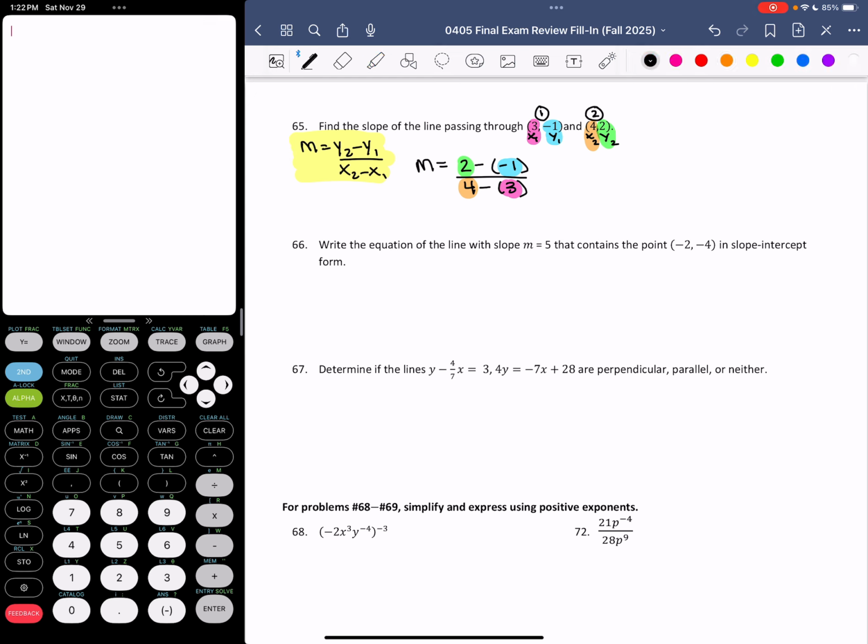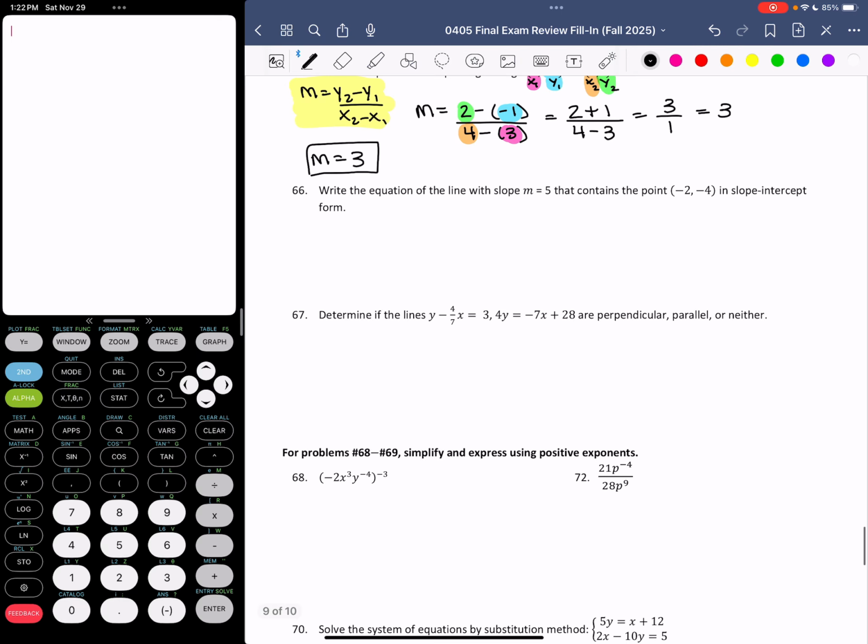Okay, see how those colors are kind of lined up above each other? All right, so we have 2 plus 1, because minus negative, and then 4 minus 3. So now we get 3 over 1, or 3. So we would just say that m equals 3. If you're going to actually graph it, I would leave it over 1. But if you're not graphing it, just write it as 3.